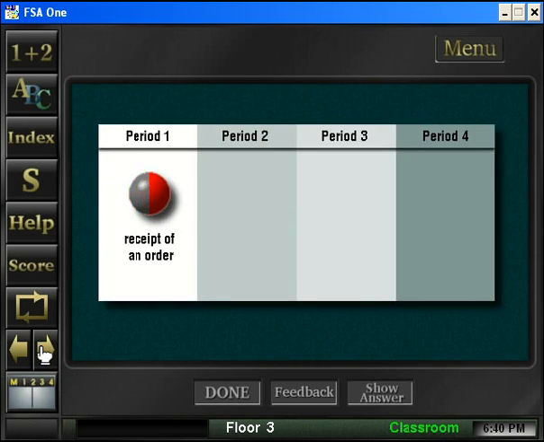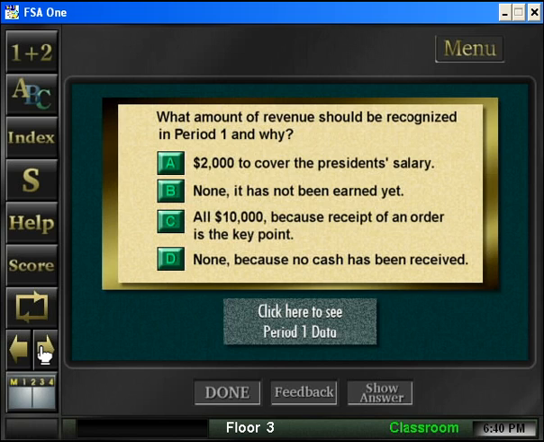Let's explore the effects of a transaction that begins in period 1 with the receipt of an order and ends in period 4 with collection of the sales price. In the first period, the company receives an order for $10,000 of its product, but these goods must first be made, then delivered to the customer. The company president's salary is $2,000 per period and is paid in cash. What amount of revenue should be recognized in period 1 and why?